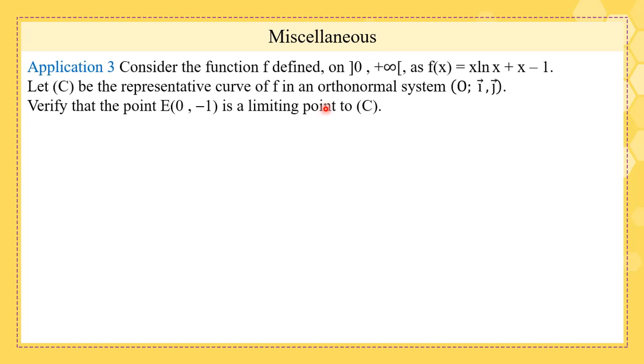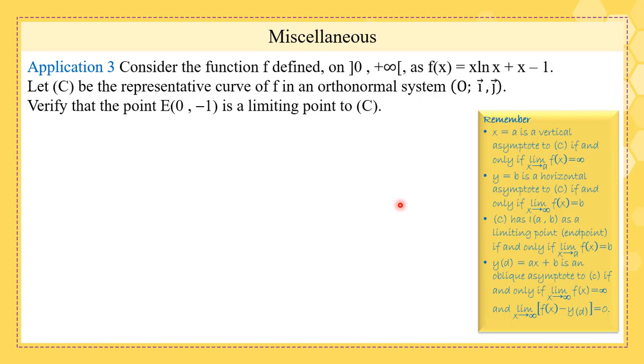Now, another miscellaneous question. F is a function defined on 0 open to plus infinity as f of x is x ln x plus x minus 1. C is its representative curve. Remember, (a, b) is a limiting point or endpoint if and only if the limit of f of x as x tends to a, the abscissa, is equal to b, which is the ordinate. So in this case, to verify that the point (0, negative 1) is a limiting point, we need to find the limit as x tends to 0, and this should be negative 1.